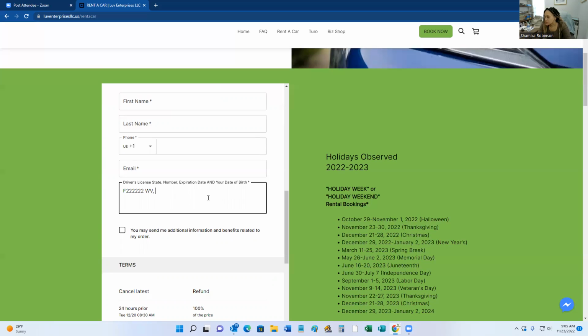Then we're gonna do, well, actually it's state before. I'm not even listening to my own stuff. So, F222222, right? Expiration date, we're just gonna say 9/22/2027, right? And your date of birth. If you're in West Virginia, your date of birth is that same day, right?